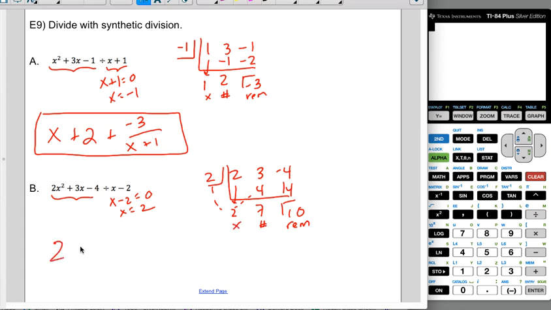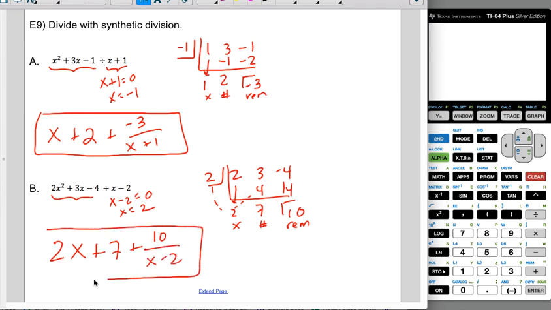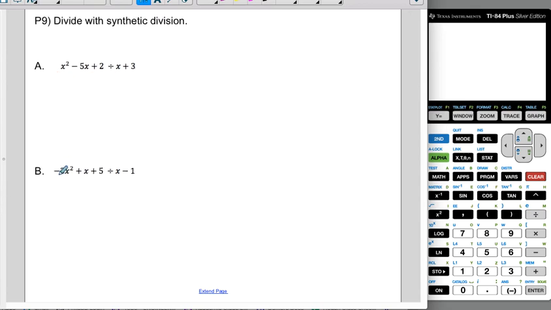So I get that the answer is 2x plus 7 plus my remainder over the divisor. You can see how fast that is and how little work goes into it. It's much faster than long division when it's an appropriate choice. Okay, so go ahead and try P9. You're welcome to pause me if you want.